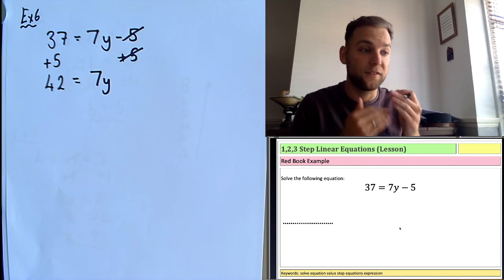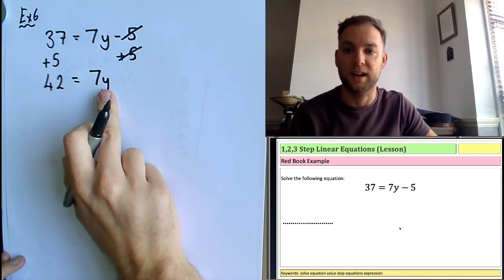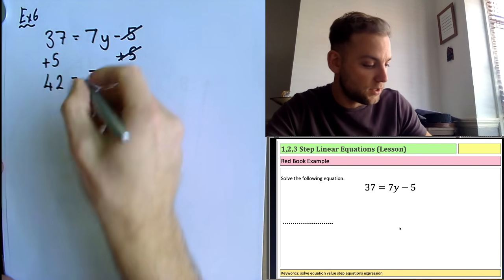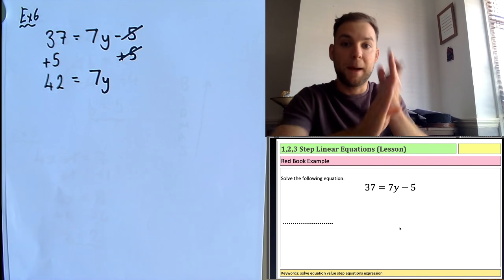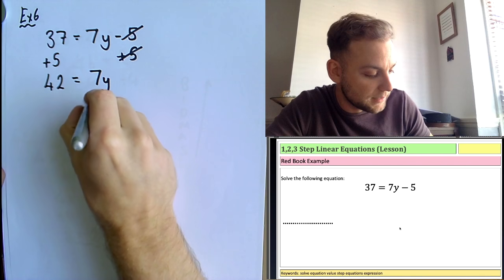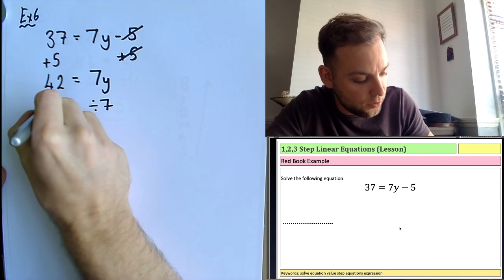Remember, solve means to find out the unknown. So in this case, I'm trying to find out y. So I want y on its own. If I want y on its own, I need to get rid of this 7. That means 7 times by y. So I'm getting rid of the times by 7 by dividing by 7.